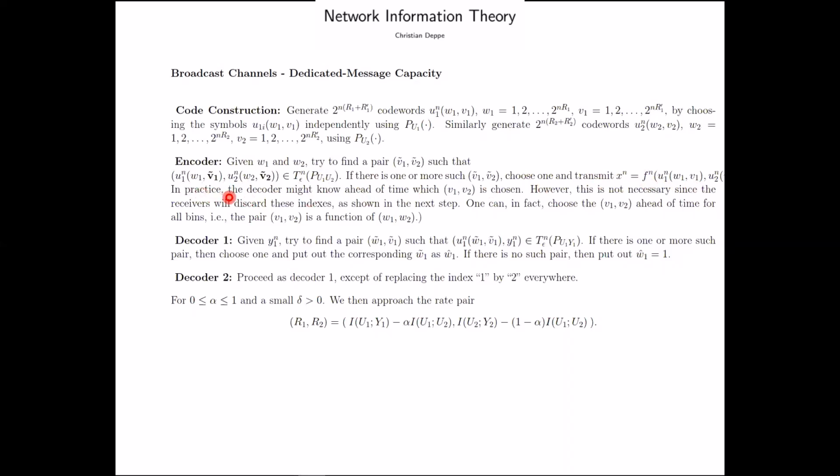So in practice, the decoder might know ahead of time which V1 and V2 is chosen. That's the comment we already gave last time. However, this is not necessary since the receiver will discard this index, as shown in the next step.